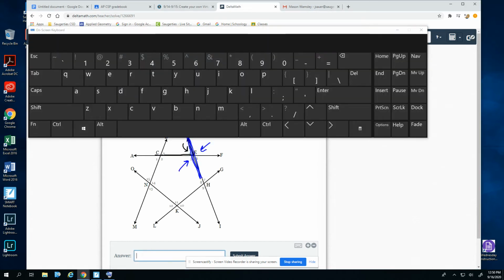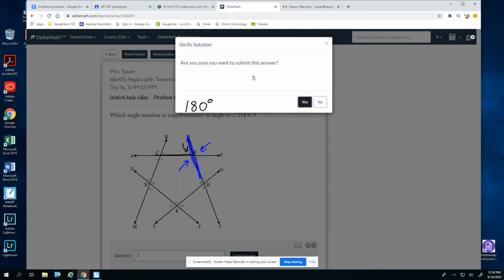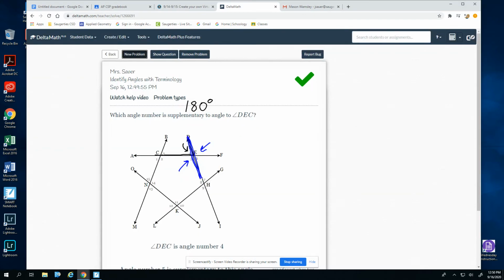So we'll go down here. We'll type in our 5 and submit it. Okay, and that one looks good. So supplementary, right, adds up to 180, is often on a straight line with that angle.